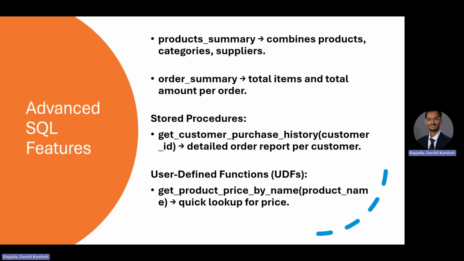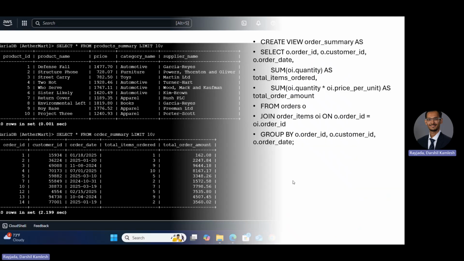Going to the next slide, advanced SQL features. I implemented views like product summary and order summary for simplified reporting. Stored procedures such as get customer purchase history were created for detailed customer order history. A UDF was also built to quickly fetch product prices by name, right? And I'll just show you.